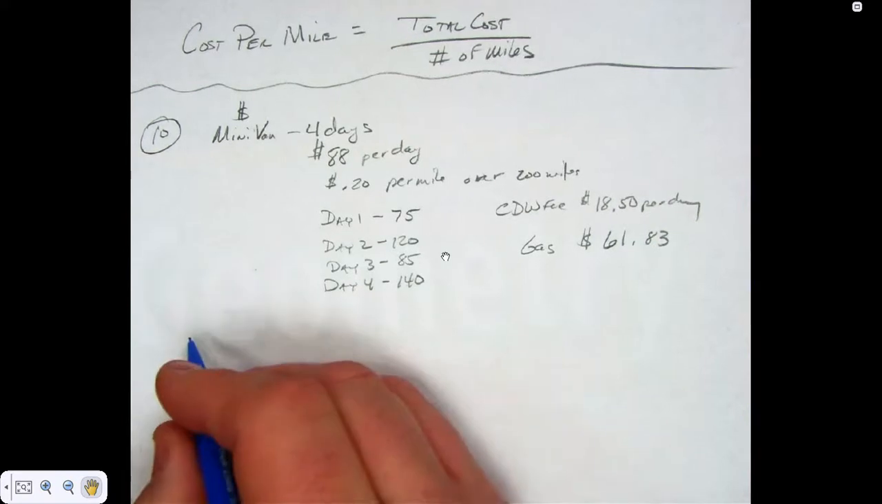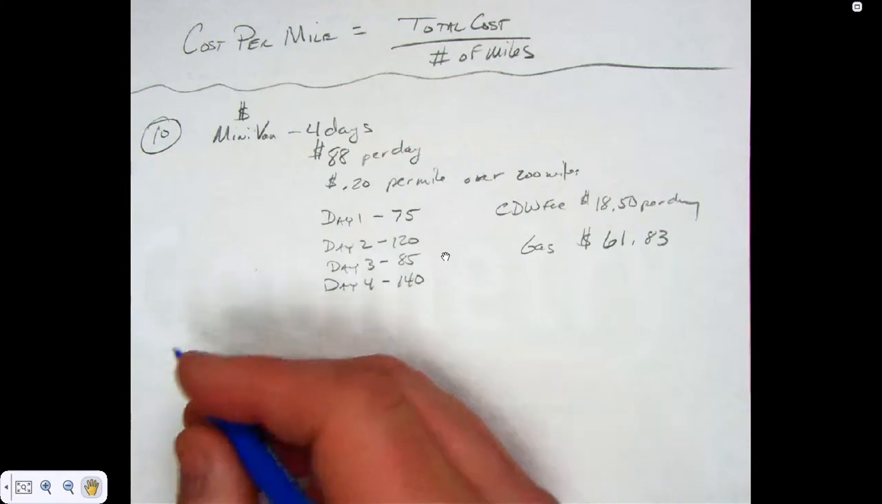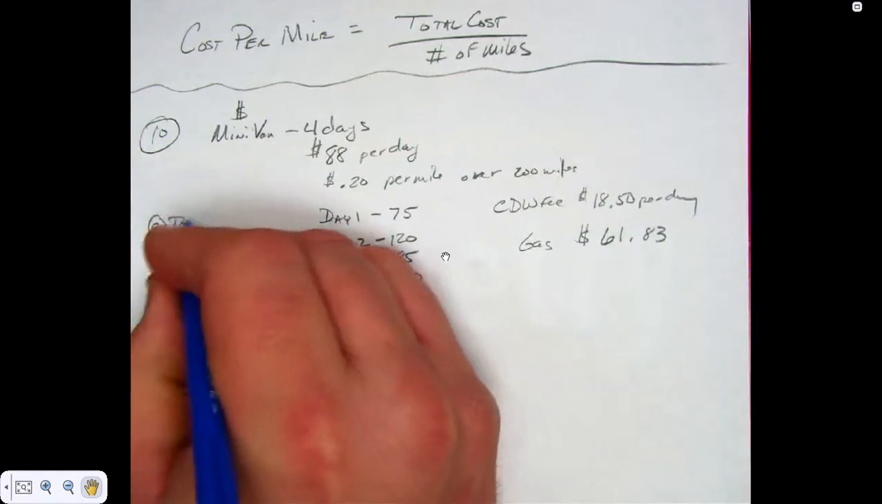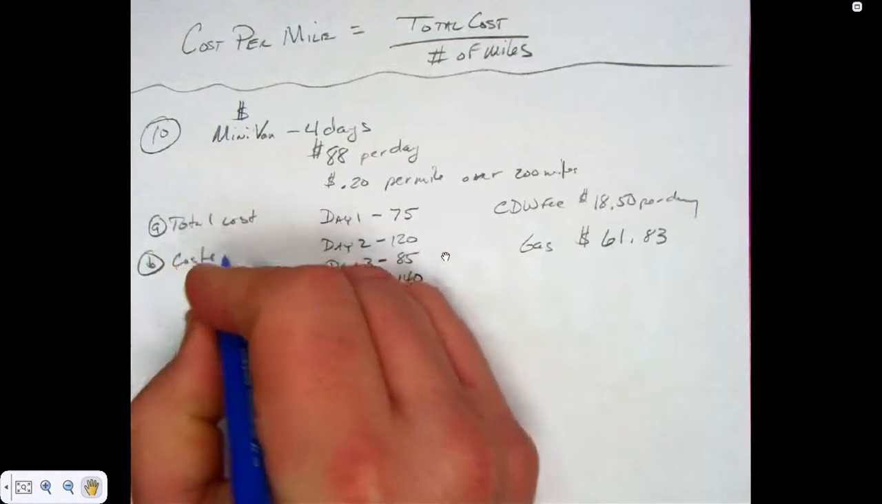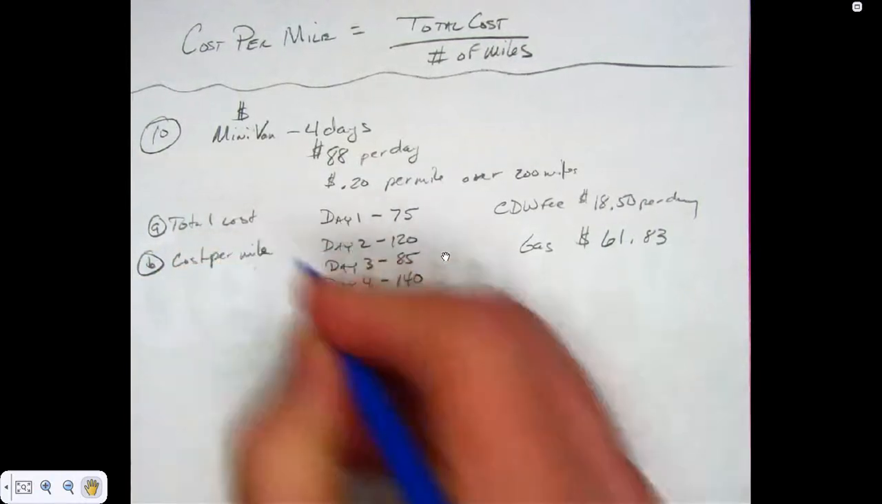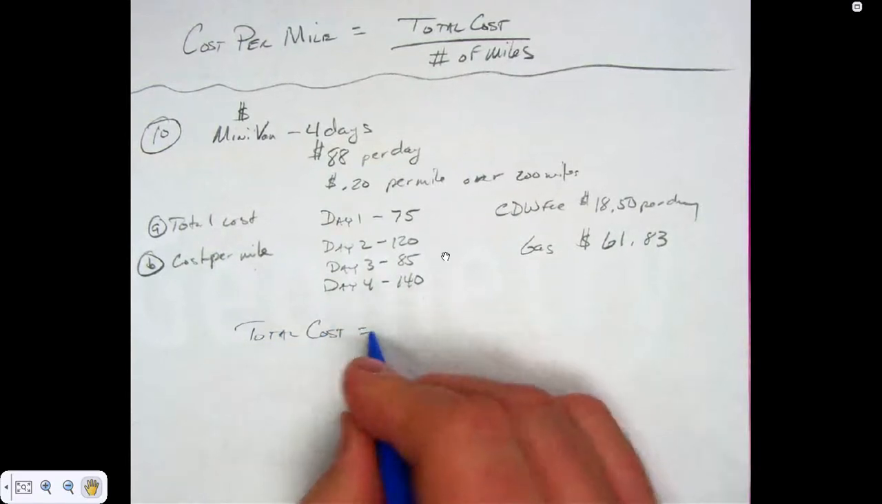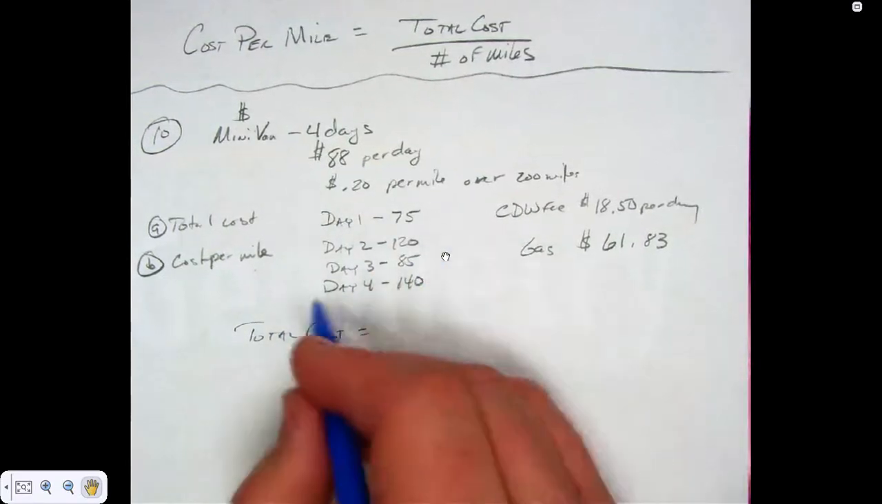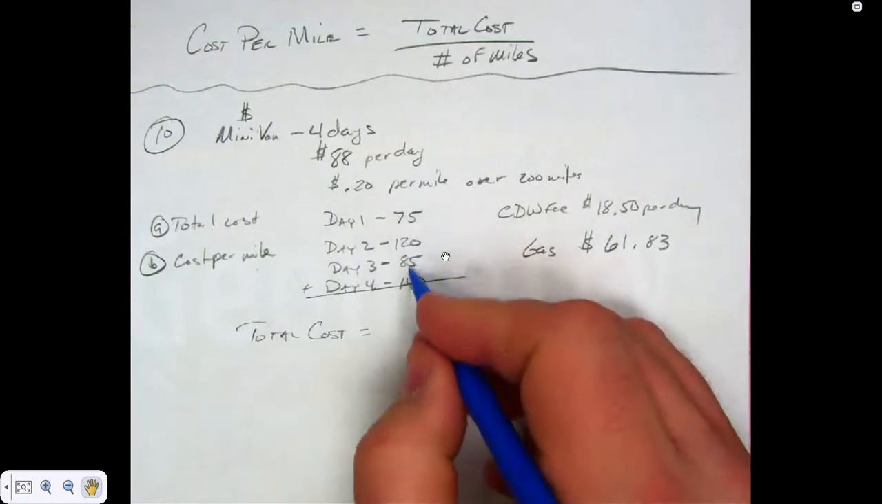So basically, we're supposed to find the total cost and cost per mile. And really all this is just a bunch of figuring out how much each fee was, right? First of all, what's the total amount of miles we drove? What does all that add up to?